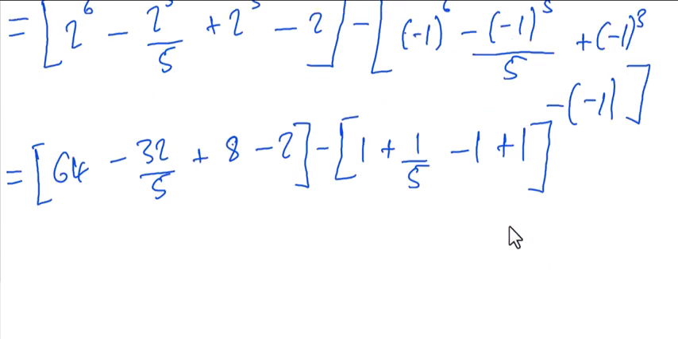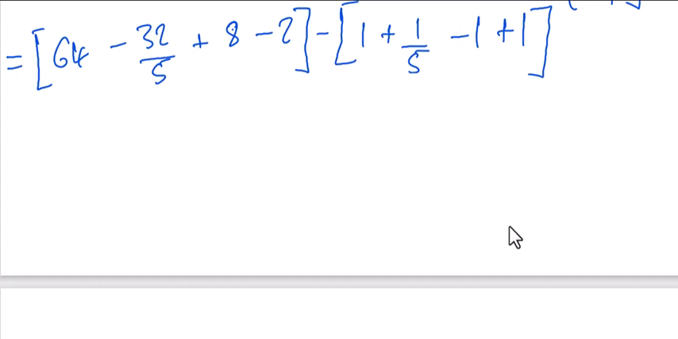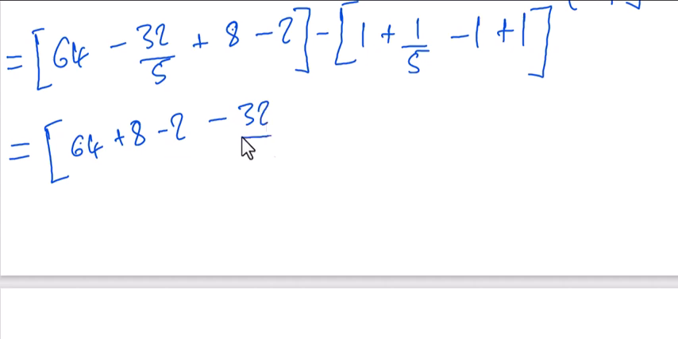So from here, we're now going to work out this particular question where we have reached so far. So we collect the like terms. So 64 plus 8, minus 2, minus 52 over 5.